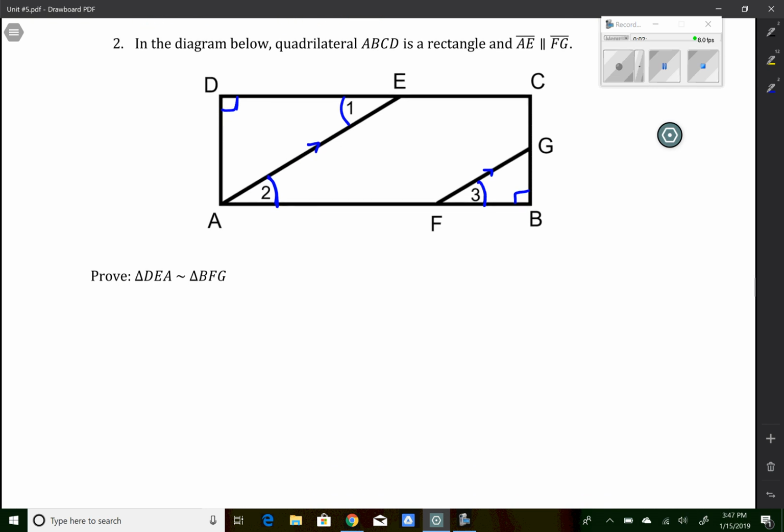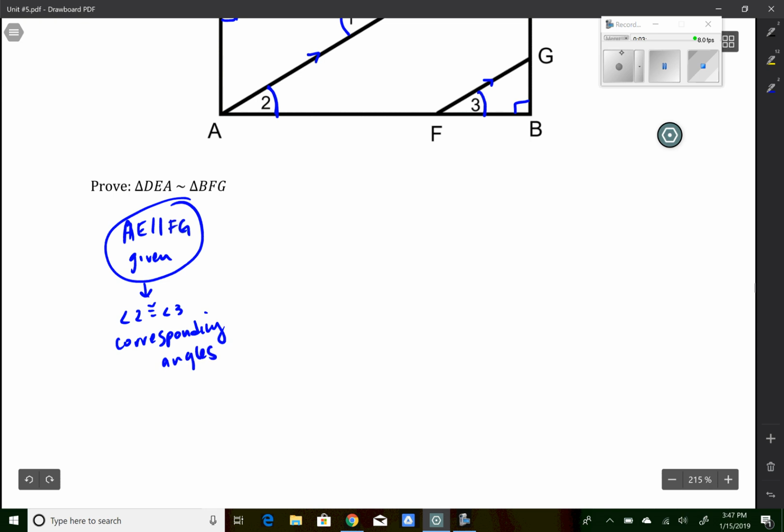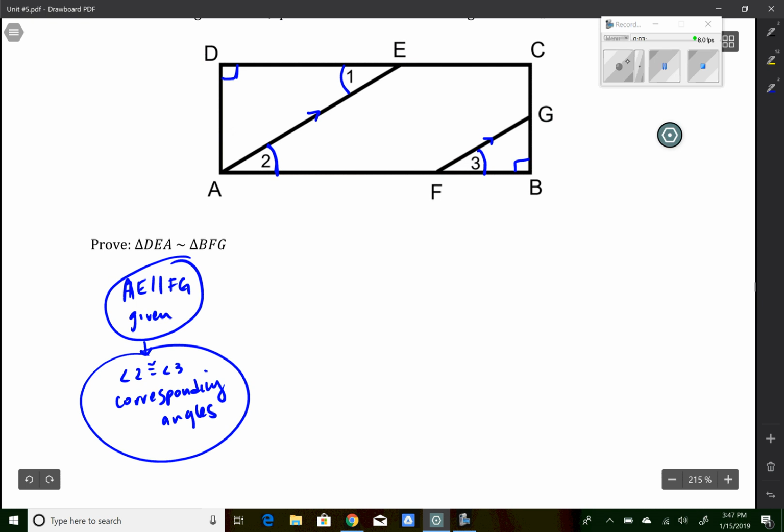So what we could first start by saying here is our first given. So AE is parallel to FG. That's given. Which then tells us that angle 2 is congruent to angle 3 because of corresponding angles. I could then also say that ABCD is a rectangle. That's given.